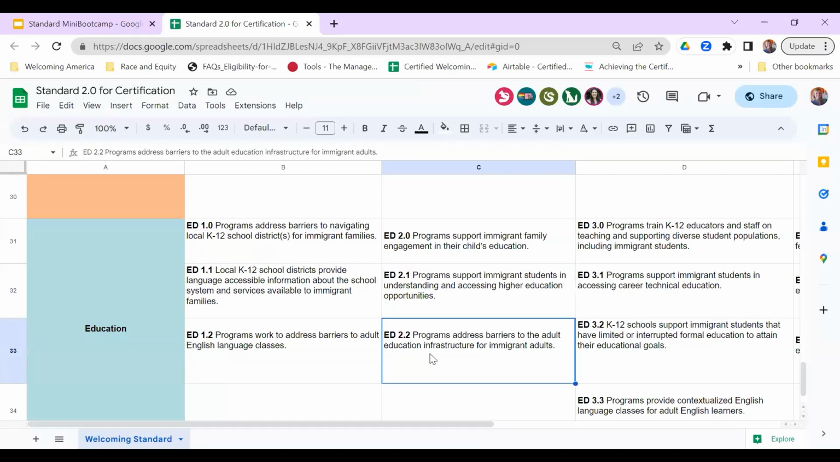And then 2.2, addressing barriers to the adult education infrastructure. This is honestly likely to vary by locality. It's often covered by a community college working to create access to opportunities for immigrant students. But if there's not a community college, it might be through a nonprofit or a university as well.